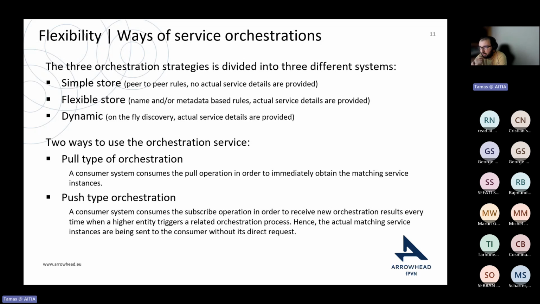to the consumer. And of course, we have the dynamic service orchestration strategy, which means that the matching providers will be discovered by the orchestration core system on the fly, cooperating with the service registry, and all the service details will be provided as well to the consumer. So this is pretty much the same as we had in version 4, but now all these 3 strategies are divided into different systems.